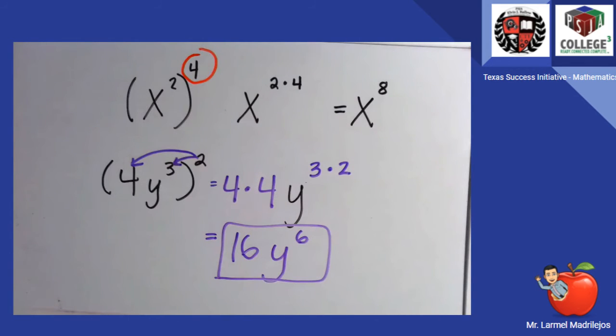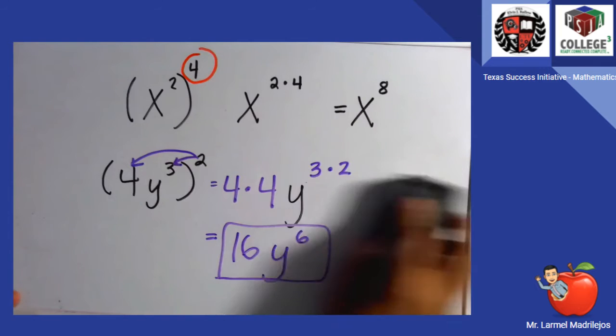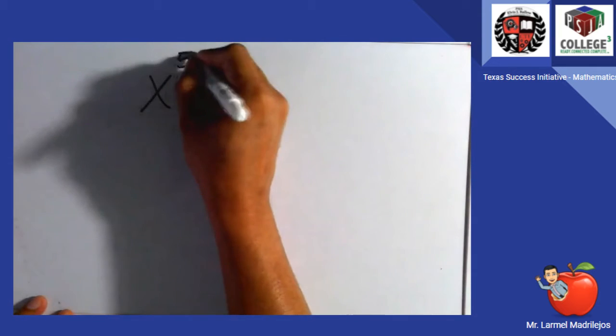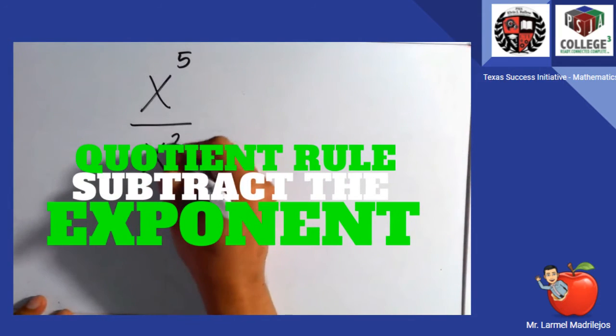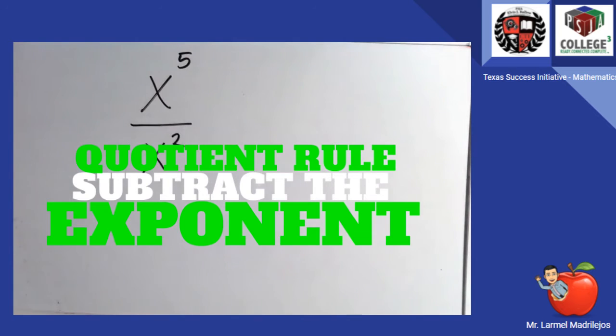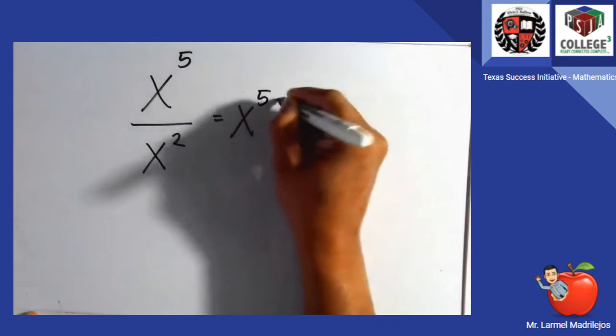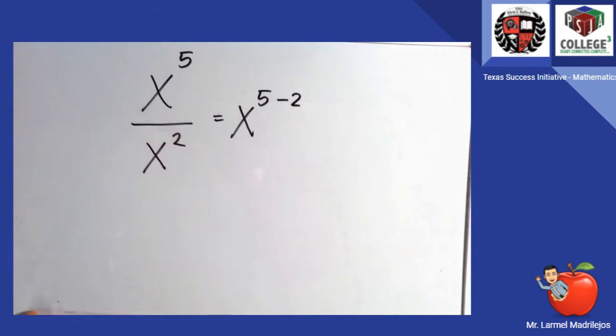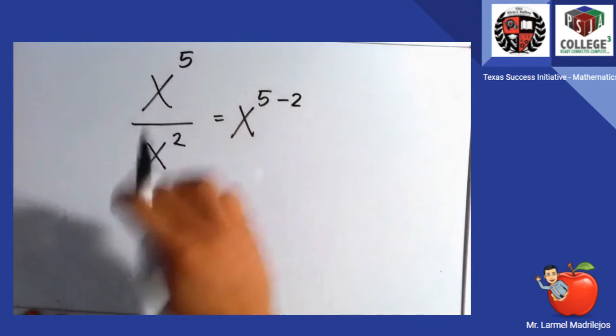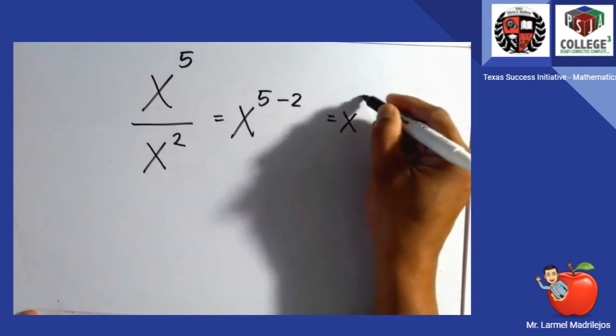Next rule, quotient rule. In the quotient rule, we subtract the exponents. Okay, let's try. If you have x raised to 5 divided by x raised to 2, in the quotient rule we subtract the exponents. In the product rule, we add the exponents. Again, quotient rule, it's going to be 5 minus 2. The answer for x to the 5 divided by x to the 2 is going to be x raised to 3.